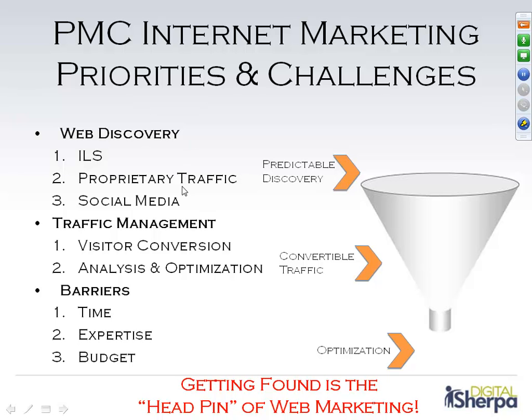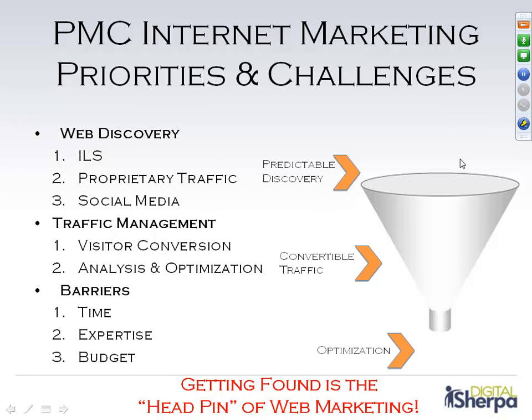But in a perfect world, wouldn't it be great if someone could come directly to you? Proprietary traffic, meaning they're coming directly to your website. Because when that happens, you don't have to compete with anyone else. And now social media is a new thing. It's not really new, but it's gotten really popular over the past 4 years as a great way to help get your content out, to aggregate and reach out to residents and prospects, and also potentially get some new residents and prospects from it. We're going to talk about that as well. But the head pin of web marketing is to get found first.